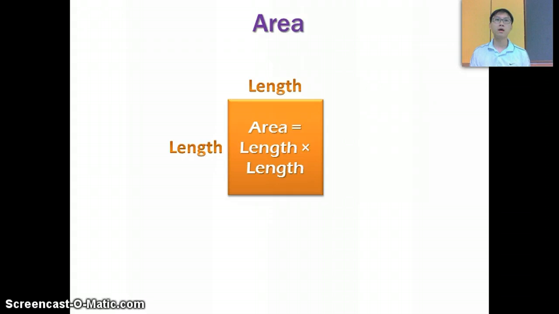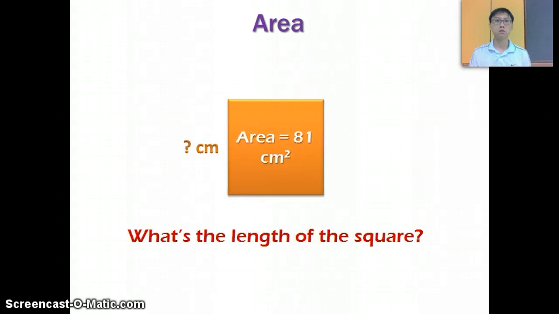Area of a square, how would that work out? Now for a square, again, length and length are the same, so the area is just length times length. It's the same concept. For four-sided figures, it is one side times the other side. Given the area, which is 81 cm square, what is the length of the square? So I know length times length is equal to 81.